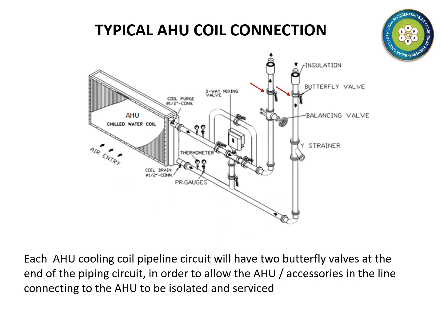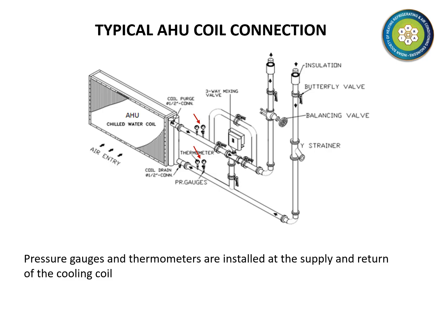We now turn our attention to an AHU. As shown on this slide, each AHU pipeline will have butterfly valves at the 2 ends of the pipeline. These are meant for isolating the AHU and accessories in the pipeline whenever they are to be serviced. Pressure gauges and thermometers are installed at the supply and return of the cooling coil.